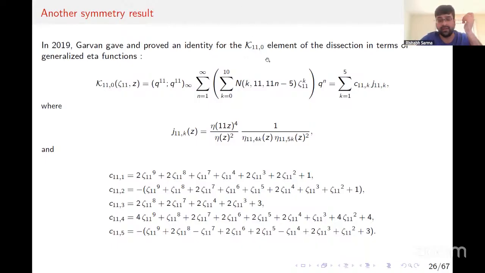And we have done that not just for p equals 11, but also for p equals 13, 17, and 19 in the partition rank and crank case. But for over partition rank and crank, we stop at 11 because the calculations in Maple get too hard.